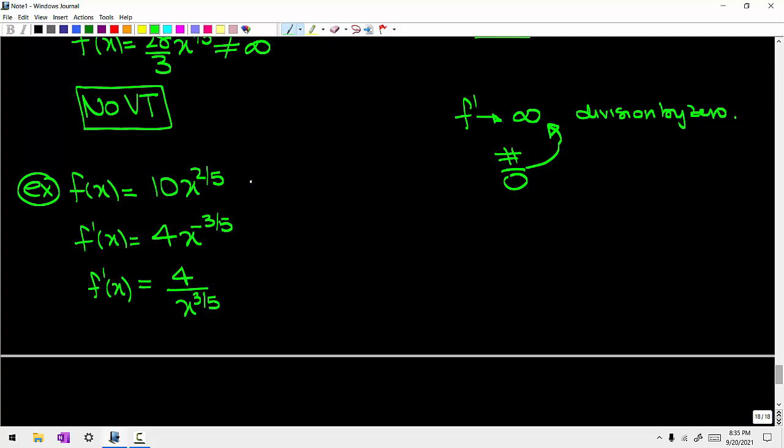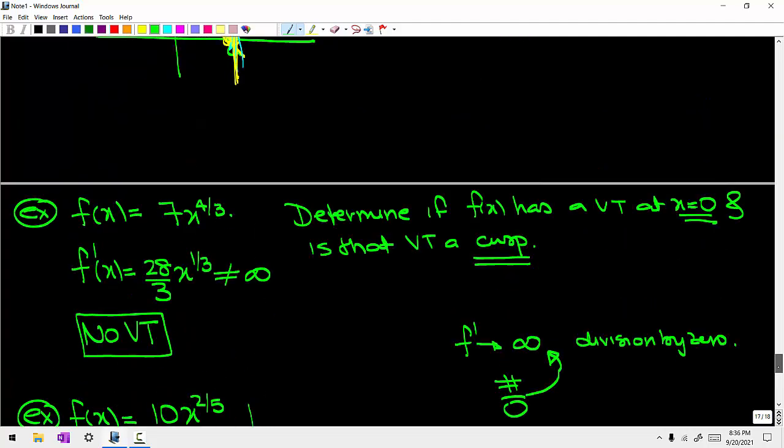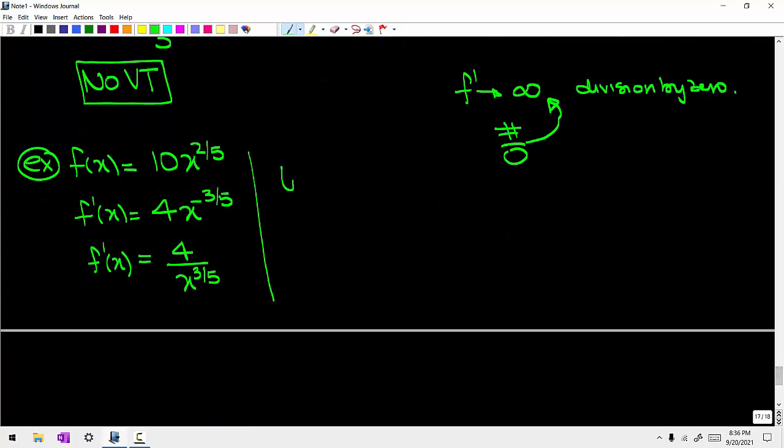Now we want to check our derivative from both sides. We're coming towards where's x? X is 0. Okay. So we want to take the limit as x approaches 0 from the left, and we want to take the limit as x approaches 0 from the right. So let's do this one. So we have the limit as x approaches 0 from the left.